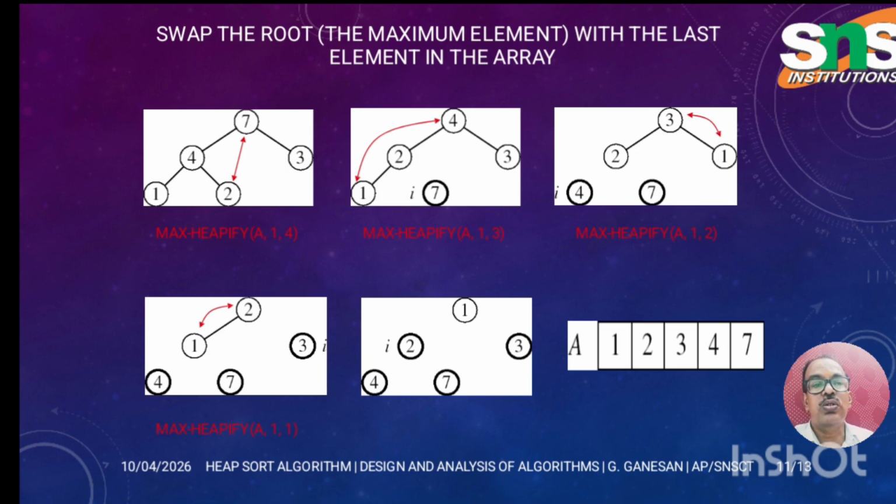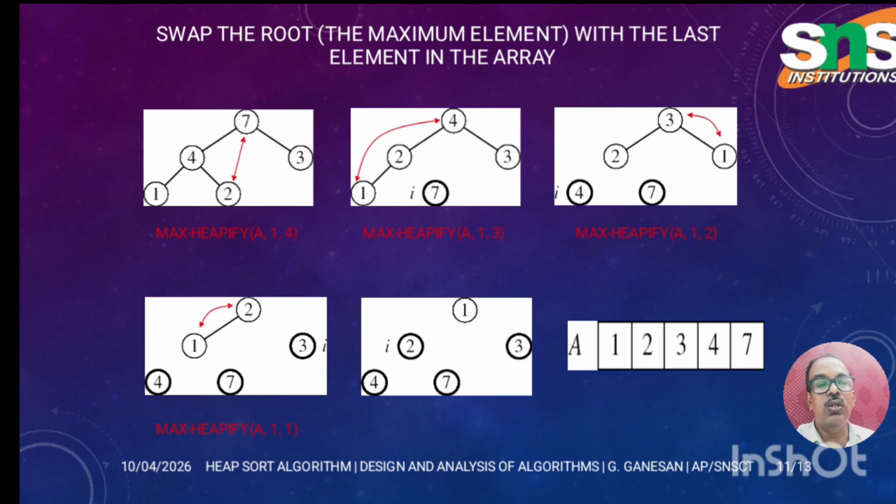So 2 is not greater than 4. Then again we replace 2 with 4. So now 4 is placed at the top. Then 4, 2, 3, 1 is the second one. What is the second step? Now we replace the last node 1 with the root node 4. So now 4 is replaced with 1. So now the structure is 1, 2, 3.